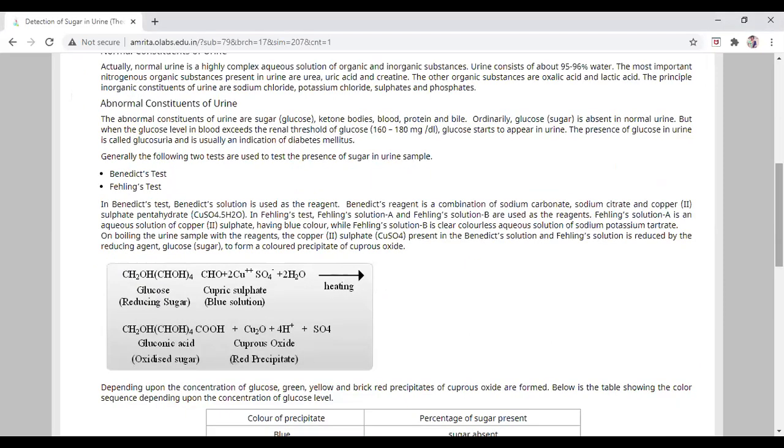If you want to detect whether a given sample is sugar, for example, I have given you some crystals and I want you to tell me which substance it is, you can do Benedict's test and Fehling's test.